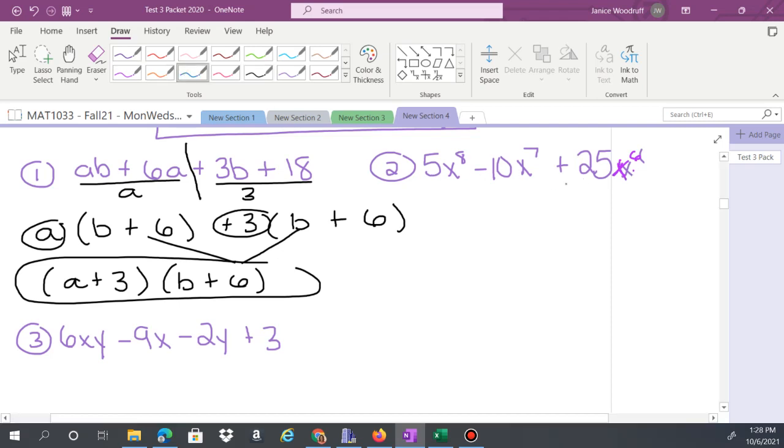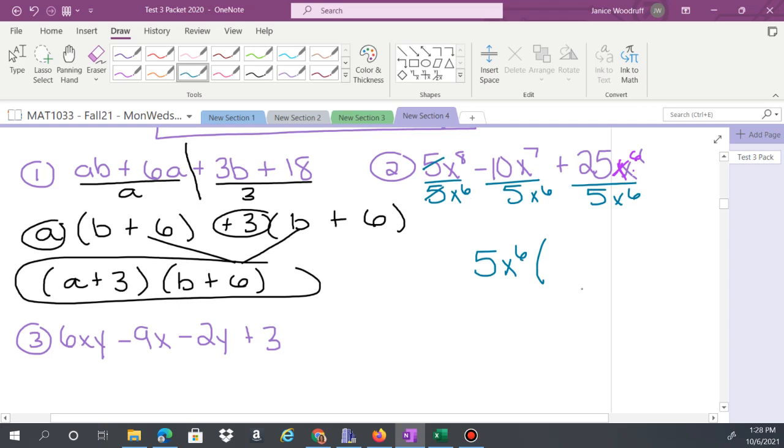So what can I do with that? They're all divisible by 5. And then what about the x's? x to the 6, good. Okay, so we have that GCF of 5x to the 6th. So let's see here. These 5's will cancel.